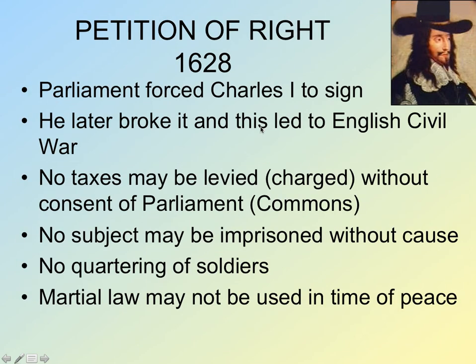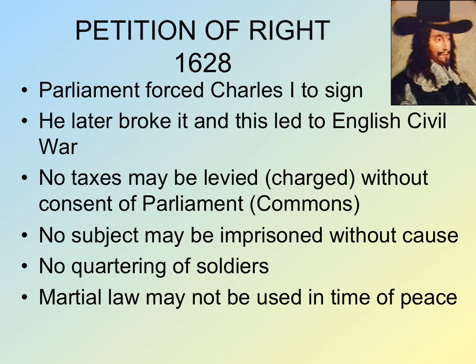Next is the Petition of Right. You can see there, the Petition of Right was written in 1628. So that's a great deal of time between 1215 and 1628. This time around, Parliament had become a very strong body. Parliament forced King Charles I to sign the Petition of Right. He later on down the road would break this agreement, and it would lead to an English Civil War.